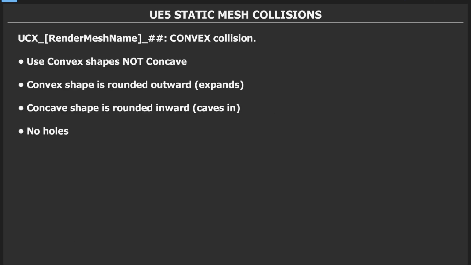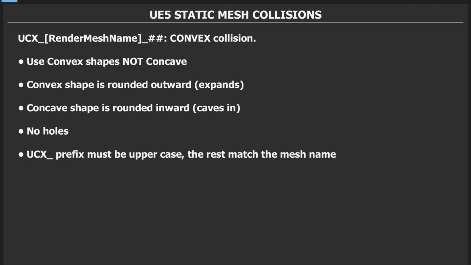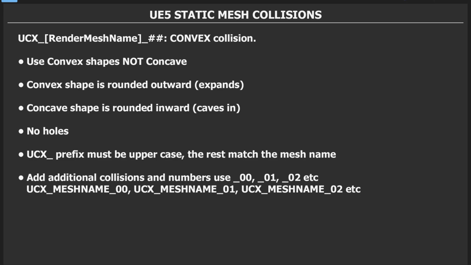Your shapes cannot have any holes, and UCX_ must be an uppercase prefix. The rest of the name must be your mesh's name. So you will have UCX_, name of the mesh, and if you have additional collisions, you can use numbers afterwards. You would add _00, _01, so you can have more collisions along with your mesh.